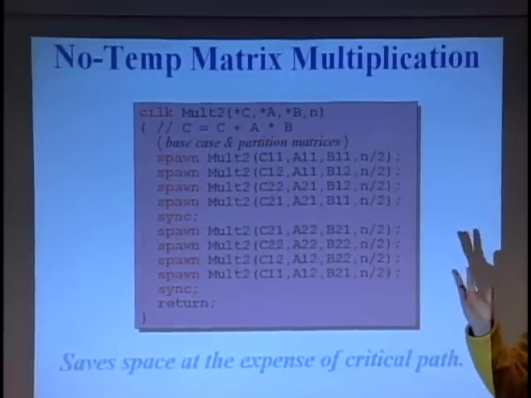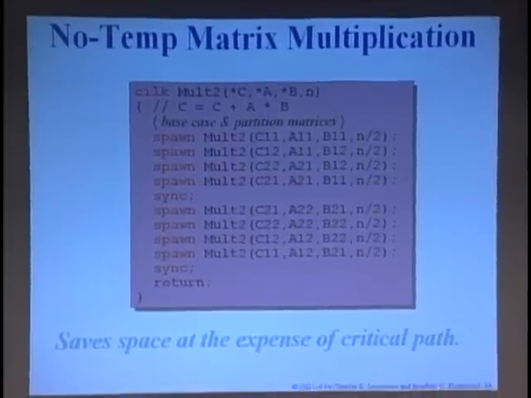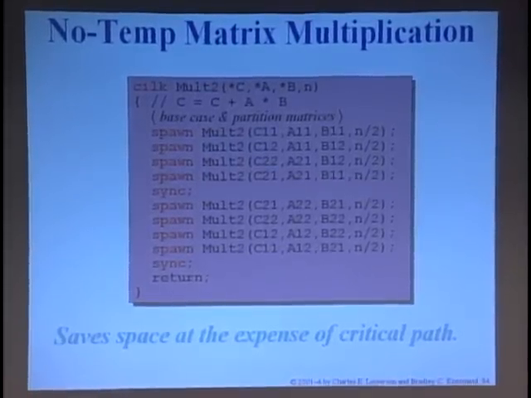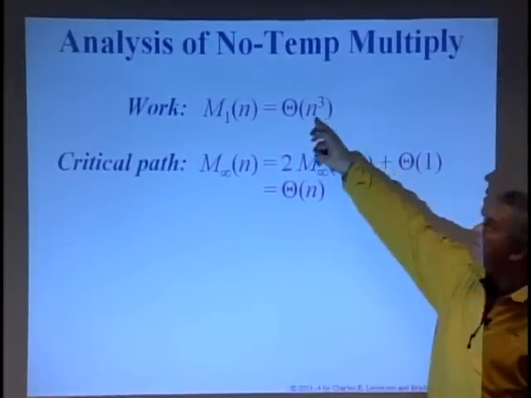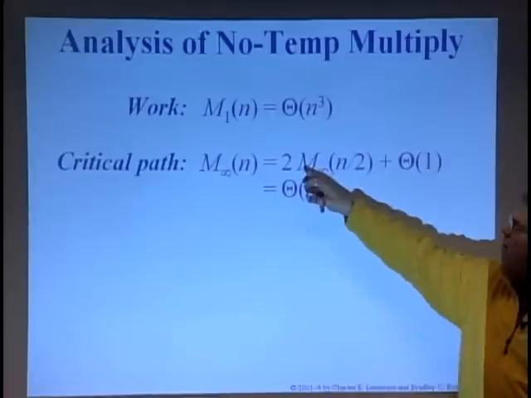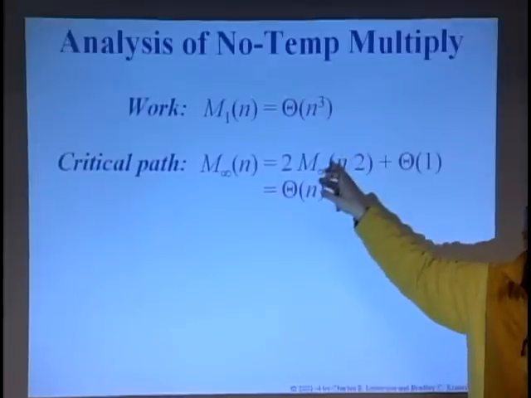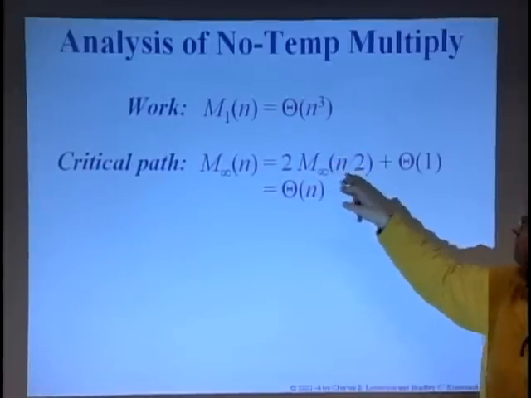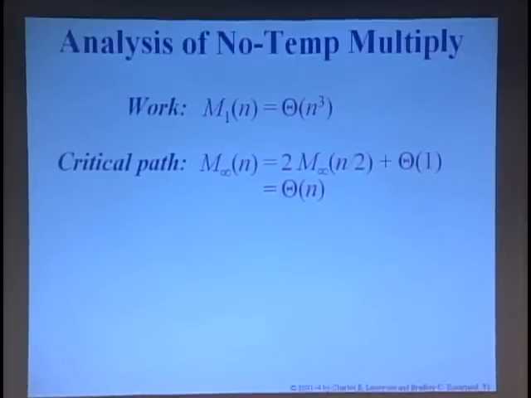So is that a good idea or a bad idea? Well, we can answer part of that question with analysis. Saving space we know is going to save something. But what does it do to the work and critical path? Well, the work is still the same. It's n cubed because we didn't change the number of flops that we're doing. But the critical path has grown. Instead of doing one matrix multiply, we have to do one, then sync, and then do another one. So it's 2 matrix multiplies of half the size plus order 1. And that recurrence has solution order n instead of order log squared n.